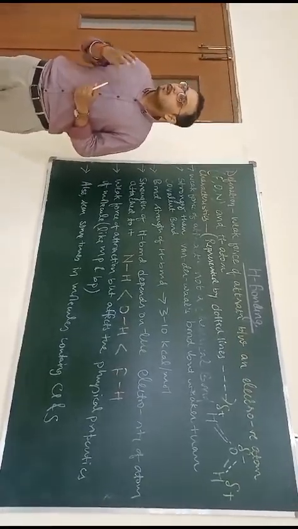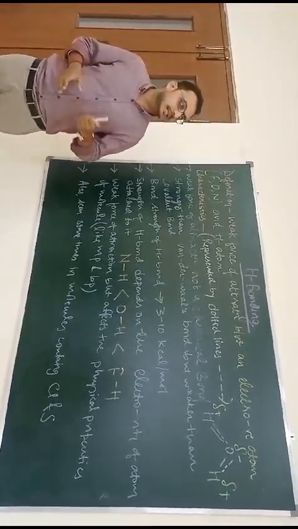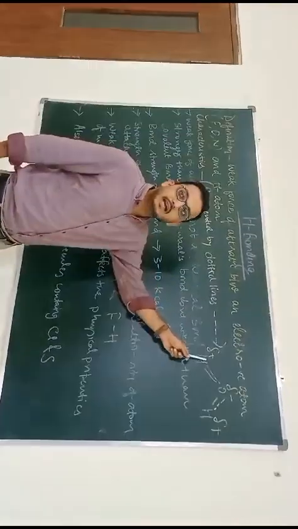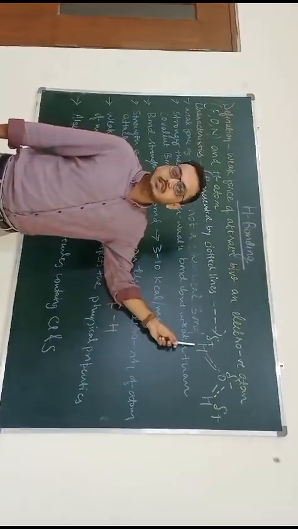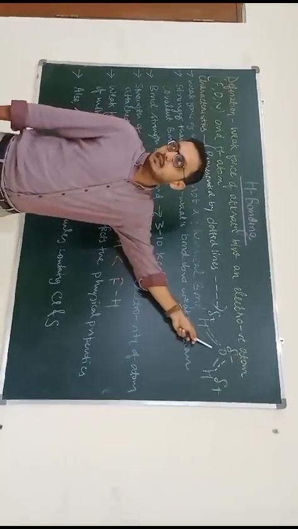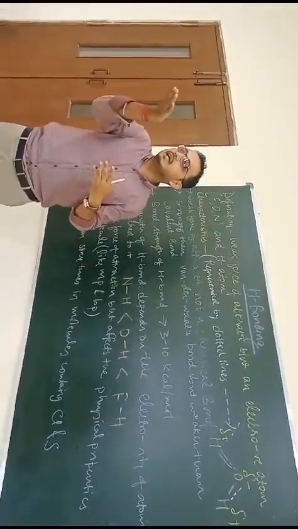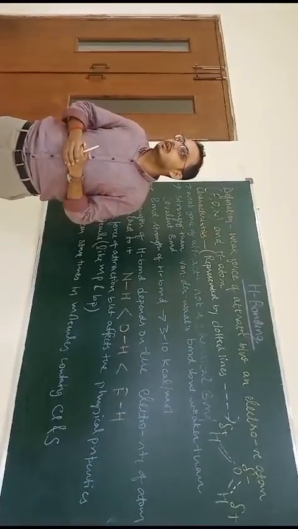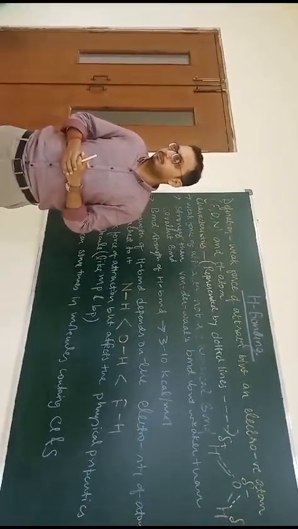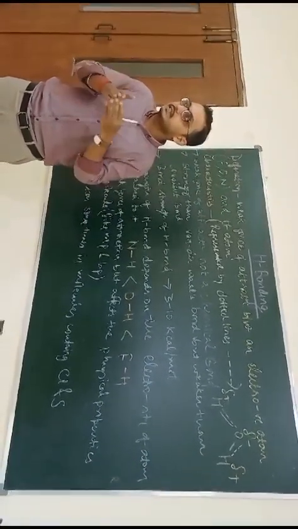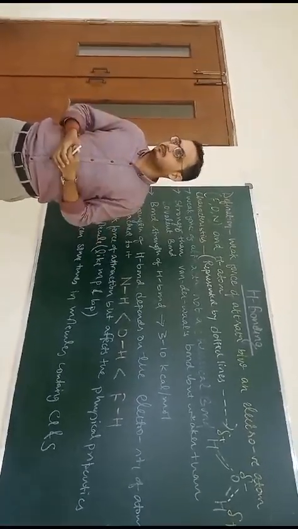For example, the boiling point of water is more because it has an additional bond, that is the hydrogen bond between the electropositive hydrogen and the electronegative oxygen. So the more the bond strength of hydrogen bond, the more it will directly affect the physical properties. Am I clear? So more energy is required to break the bond.